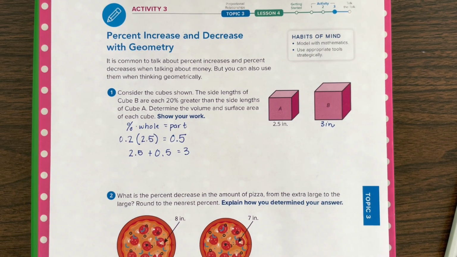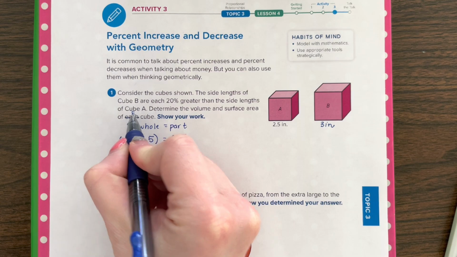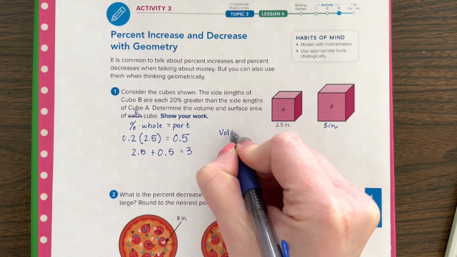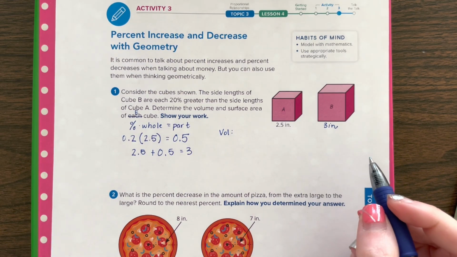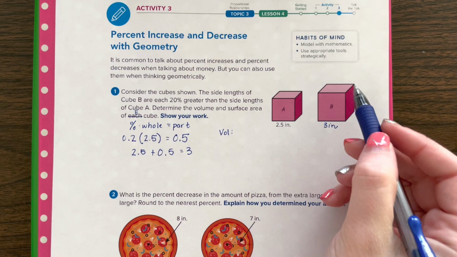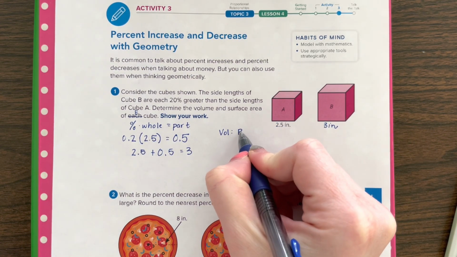Now, using that, we're going to determine the volume and surface area. And instead of doing each cube, we're just going to do it for cube B. Let's do volume first. Remember that volume is everything inside of the object. That's like if we were to fill it up with water, how much water would it hold? So we're going to do the volume for cube B.